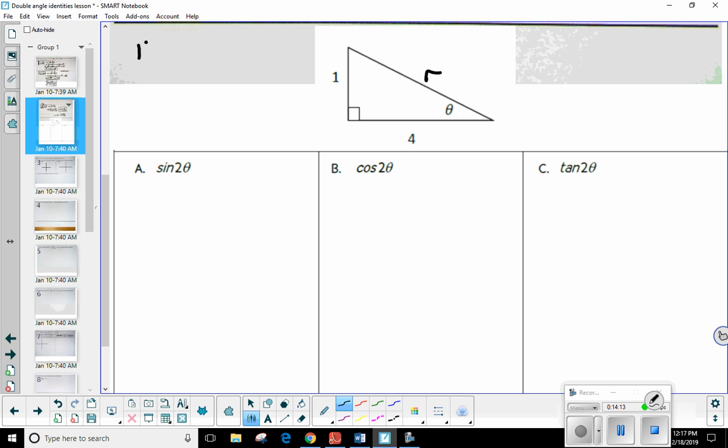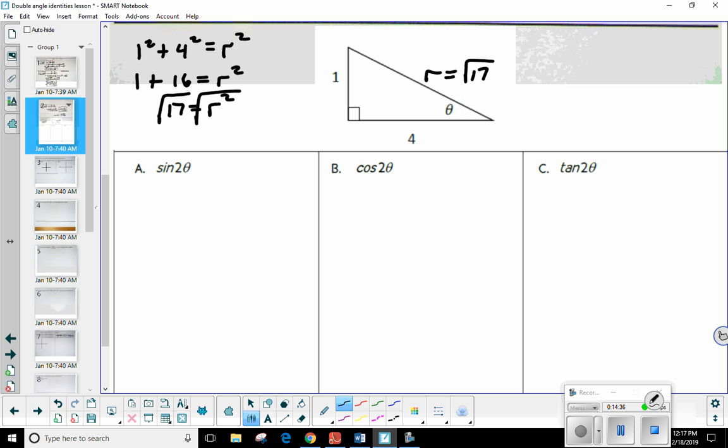So that would be 1 squared plus 4 squared is equal to r squared. So that's 1 plus what? Oh, 16, there we go, is equal to r squared. So 17 is equal to r squared. Now how do I get r? There we go. So this is the square root of 17.